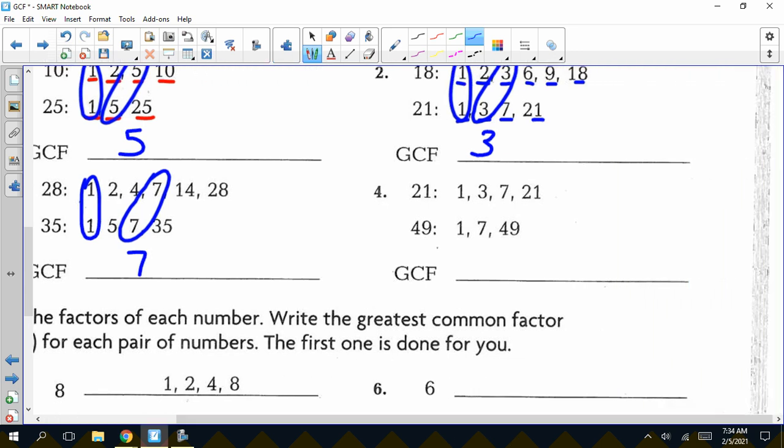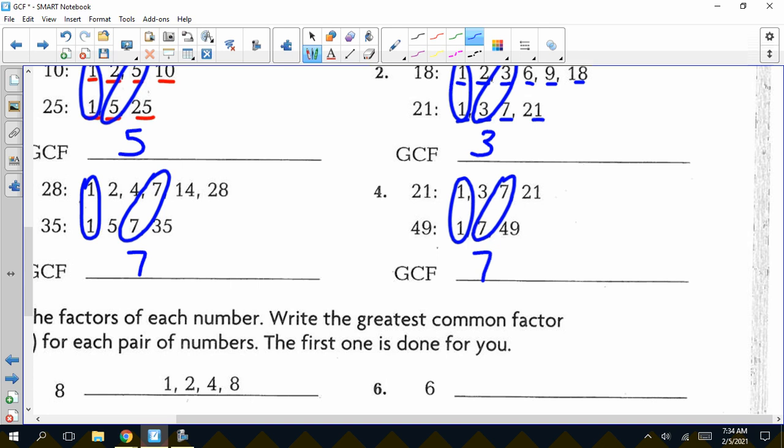Last example where they give us these factors here. 21 is 1 times 21 and 3 times 7. For 49, it's 1 times 49 and 7 times 7. So 7 and 1 are our common factors. 7 is our greatest common factor.